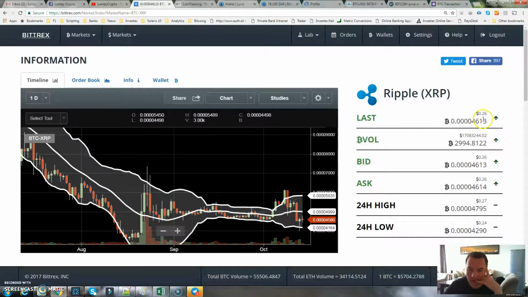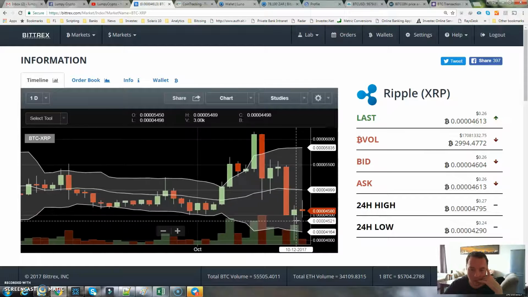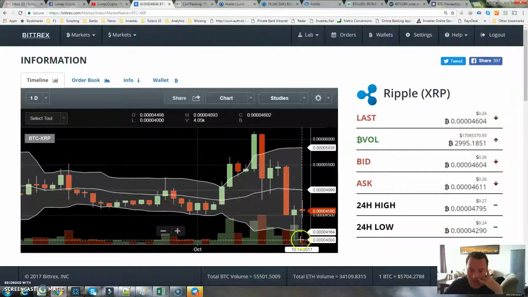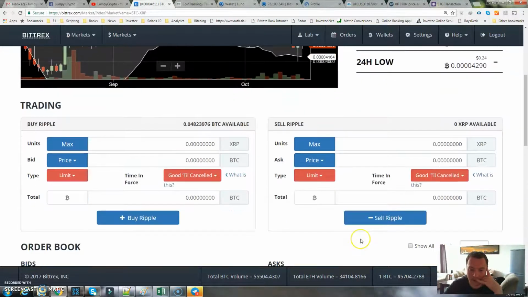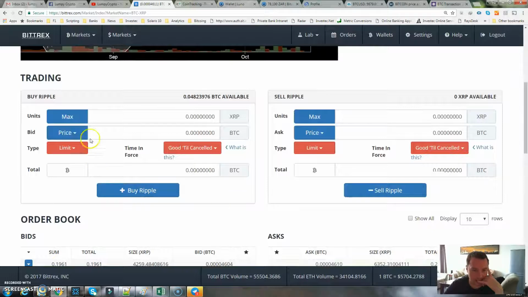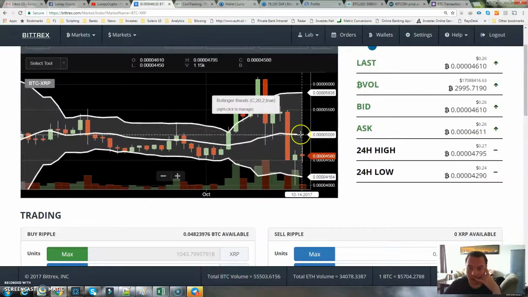You can see it's going up quite nicely now. So ideally we want to get in here, probably if it does break through, or even further through like it has here, we want to make sure that it's going to stay. So let's go ahead and buy some Ripple. What we want to do is take the max amount at the asking price. It gives us about 1,000 Ripple, and let's see if we can book in that trade.